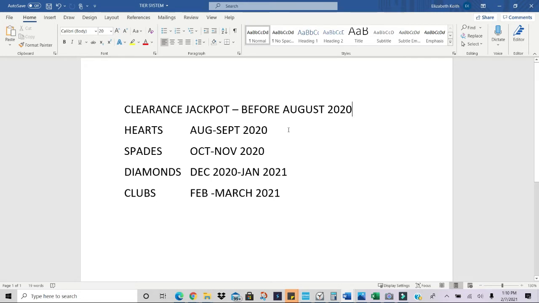Now, in my previous video, I used these categories in a different way. What I would do is, let's say I listed something in February. Whenever I ran a sale, anything that was in clubs would be 10% off. Anything that was listed in diamonds might be 15% off. Anything in spades, 20% off. Hearts, 25, 30% off. You get the idea.